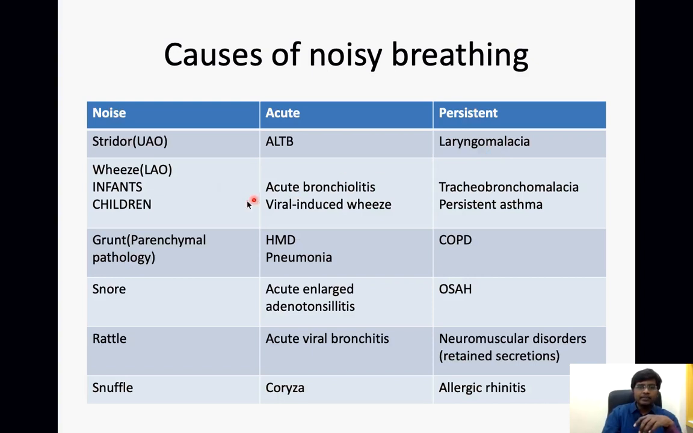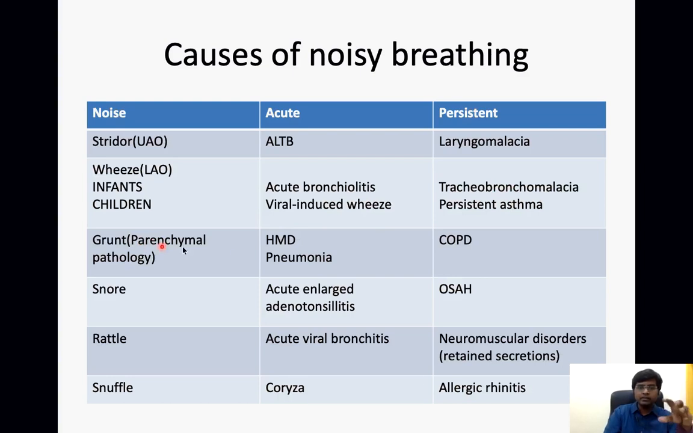And whenever the child is having wheeze, you think of a lower airway problem, either your viral associated wheeze or your asthma in these children. In a young child, you think of bronchitis. That is your first episode of wheeze. In a young child, you think of bronchitis, which is caused commonly by your respiratory syncytial virus. When wheezing is persistently present, then you think of tracheobronchomalacia again. That is below the larynx, you are thinking of tracheobronchomalacia, or it can be a persistent asthma.